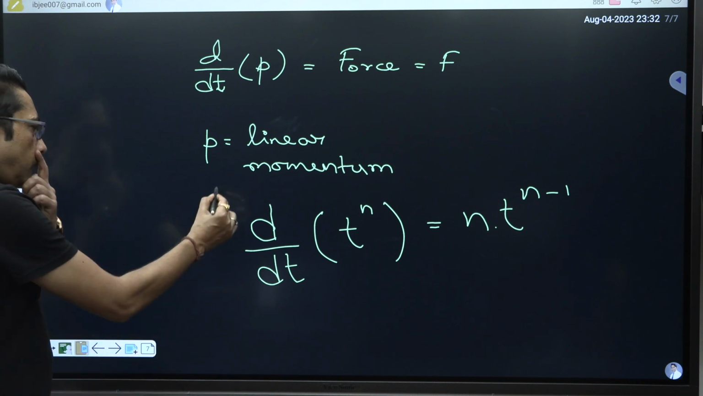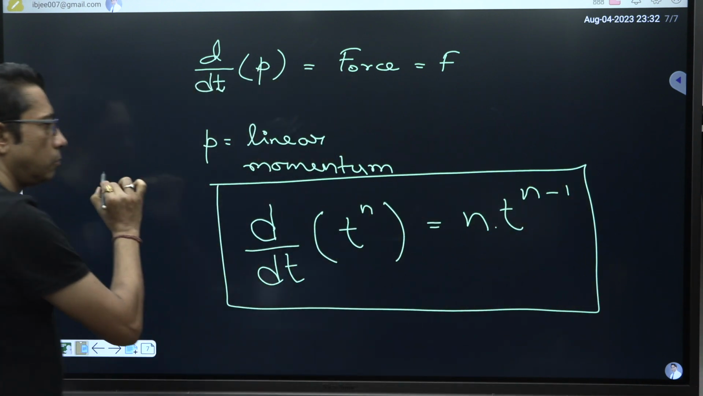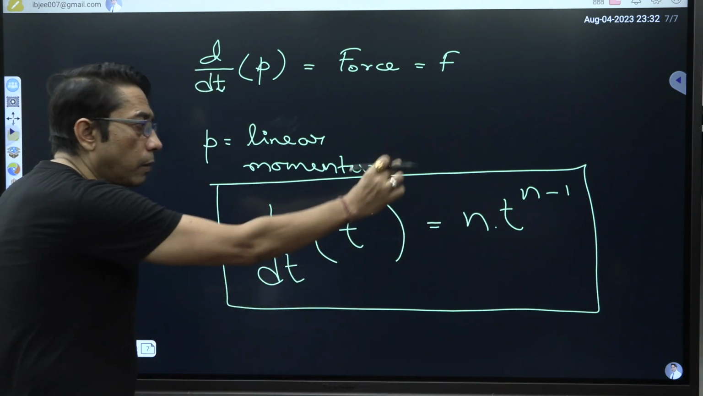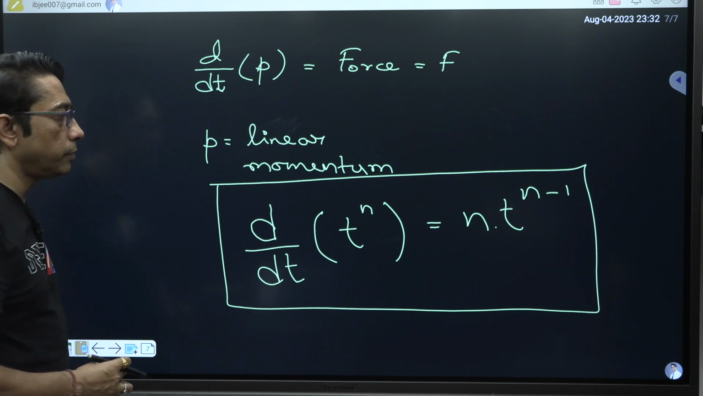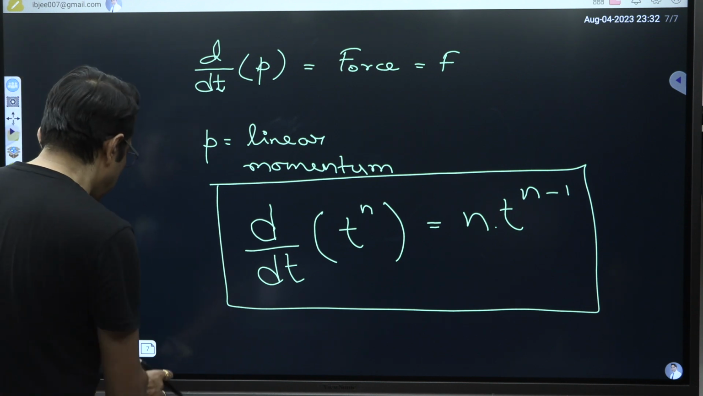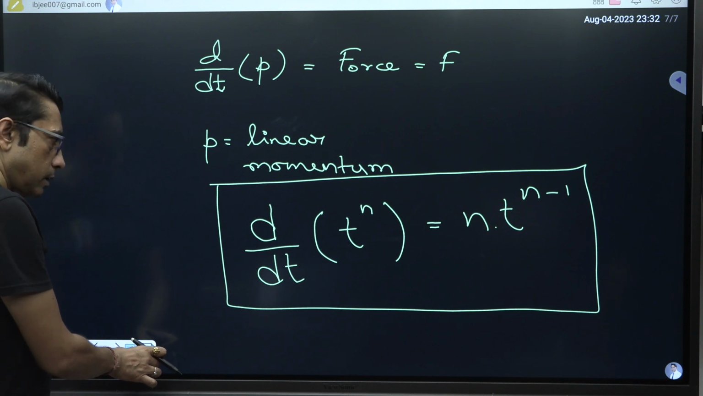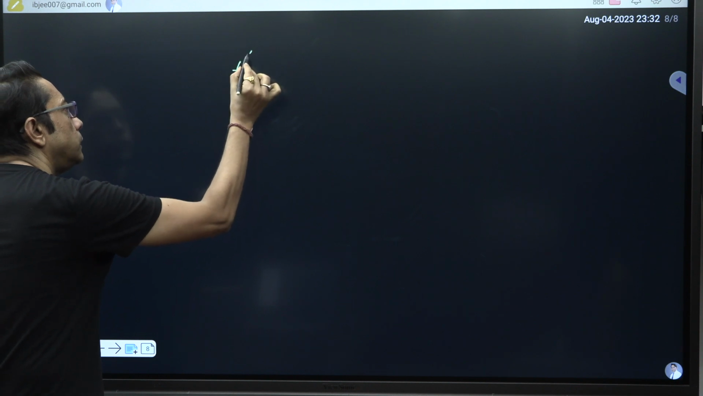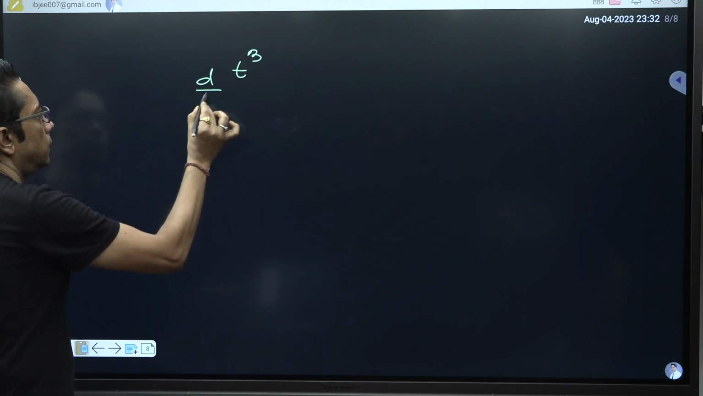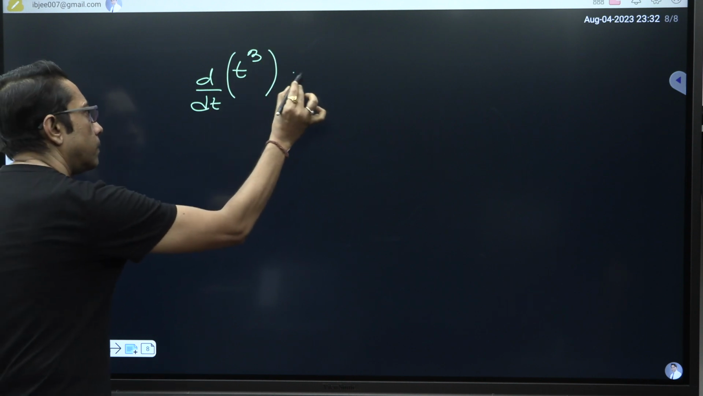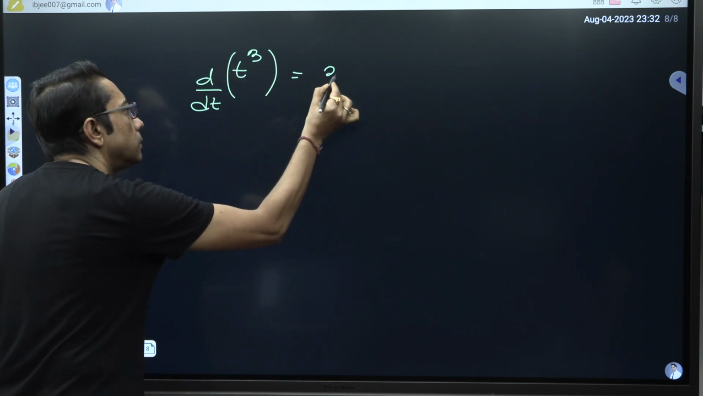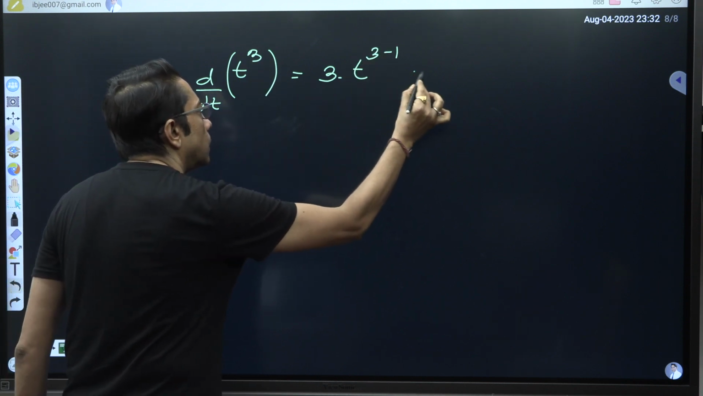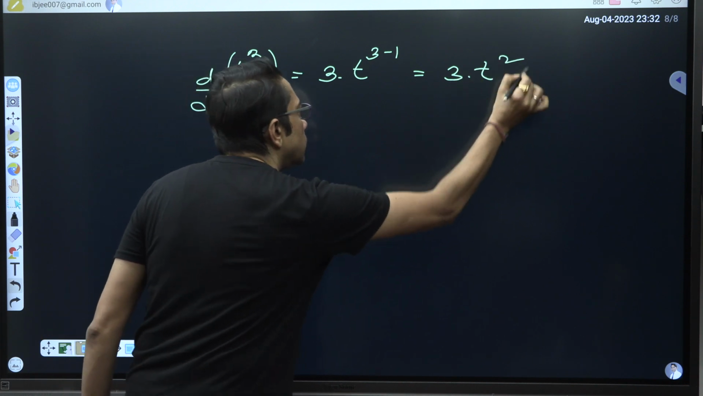That means এই ফর্মুলাটা শুধু বুঝতে চেষ্টা করো। The power appears first, পাওয়ারটা সামনে চলে এলো, তারপর ওর পাওয়ারটা এক ডিক্রিজ করে যাবে। So n t to the power n minus 1. Say we want to find d/dt of t to the power 3. 3 সামনে আসবে, then power of t will decrease by 1, that is 3 minus 1. So 3 t square.